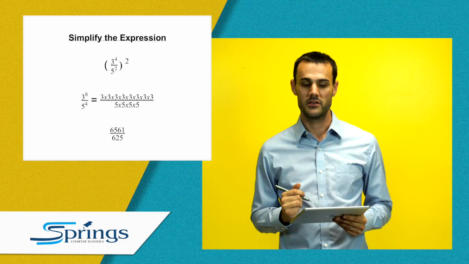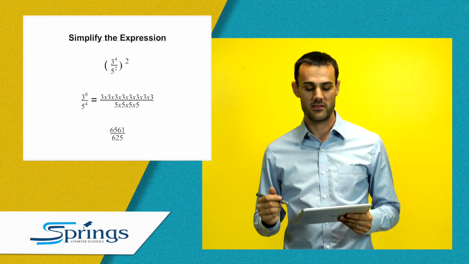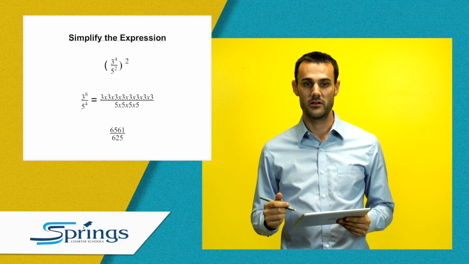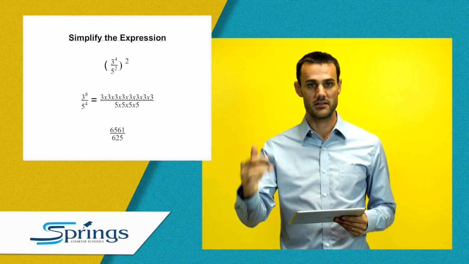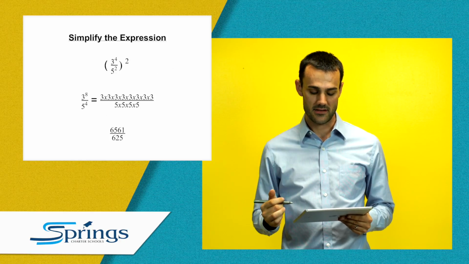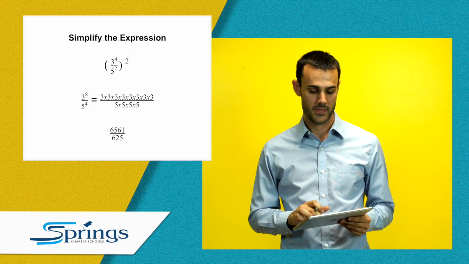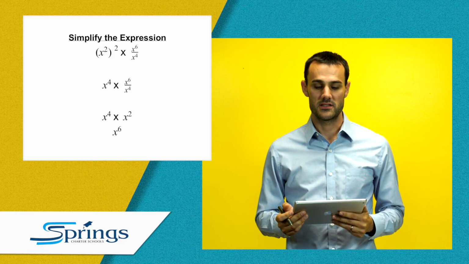6,561 over 625. So we can say with confidence that 3 raised to the 4th over 5 squared, wrapped in parentheses and raised to the 2nd power, or being squared, is equivalent or equal to 6,561 over 625. Okay, let's check out this one.